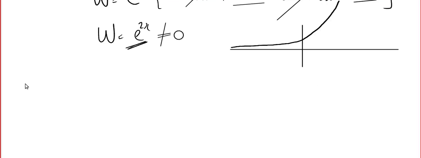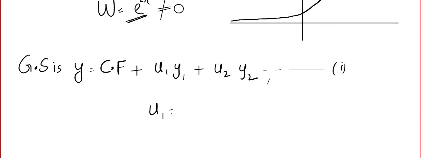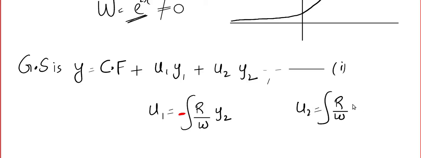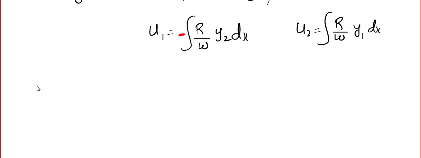Now our job is to write the general solution: y equals CF plus u1 y1 plus u2 y2, call it equation number 1. What's the value of u1? It is minus the right side by Wronskian into y2, and don't forget the negative. The formula for u2 is right side by Wronskian into y1, and the variable is x, so I put dx.